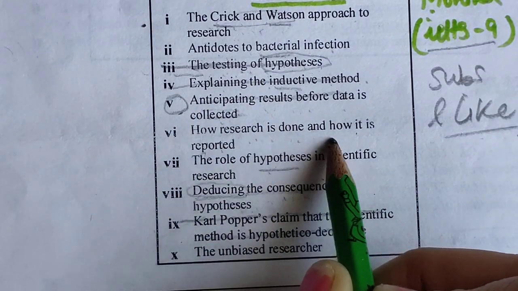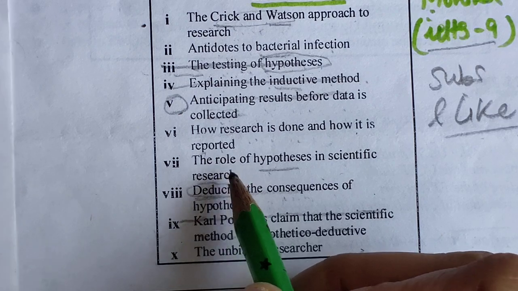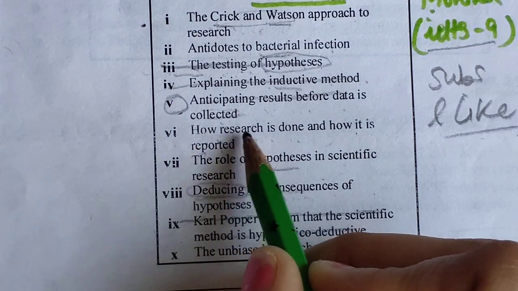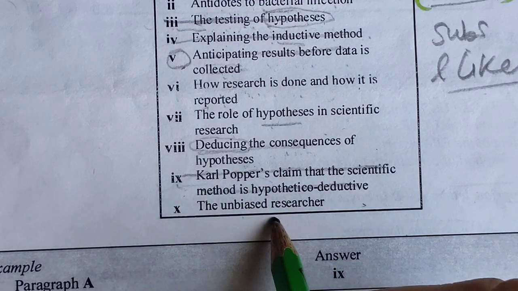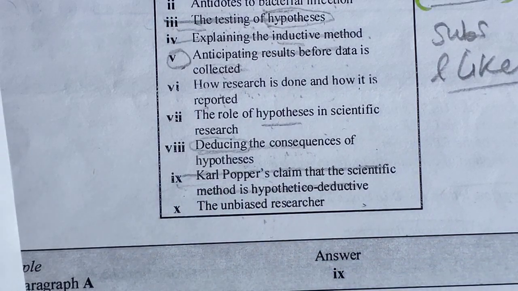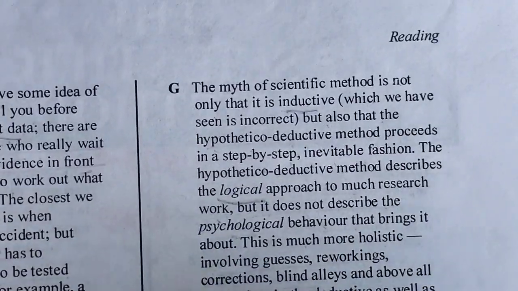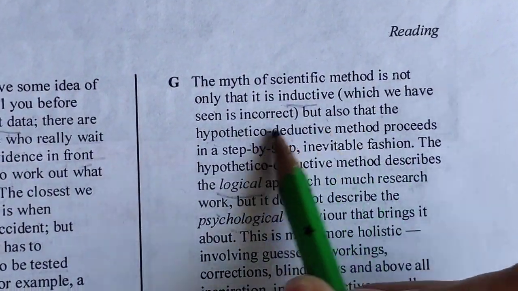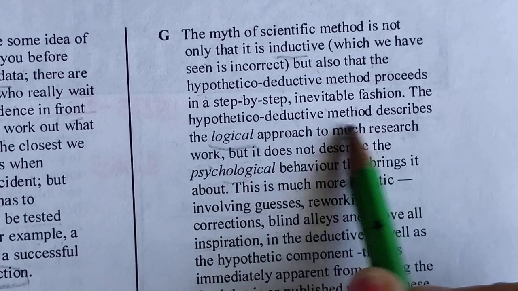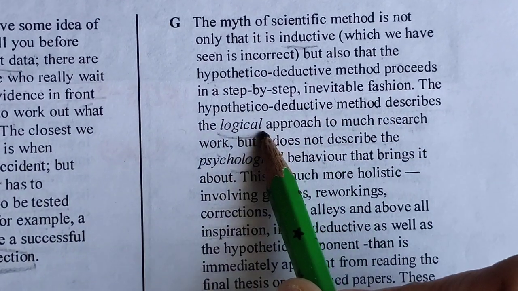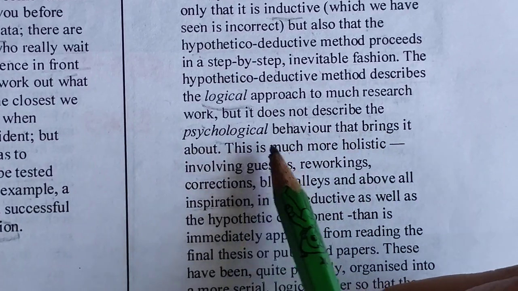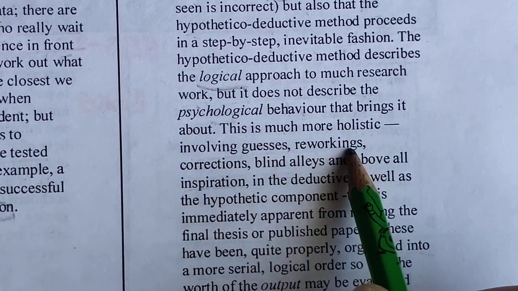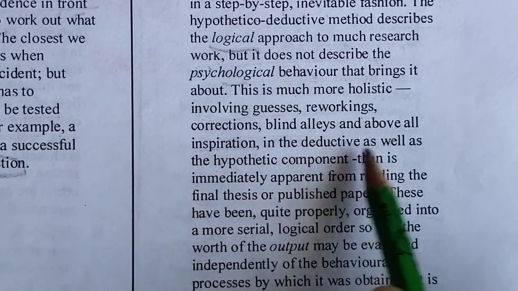How research is done and how it is reported. Can we match this? But I have to read it again. The unbiased researcher. Okay, no, it means we have to read it again. The myth of scientific method is not only inductive but also this step by step. The deductive describes the logical approach to much research, but it does not describe how research is done. Okay, this is much more holistic, involving guesswork, reworking, blind alleys.